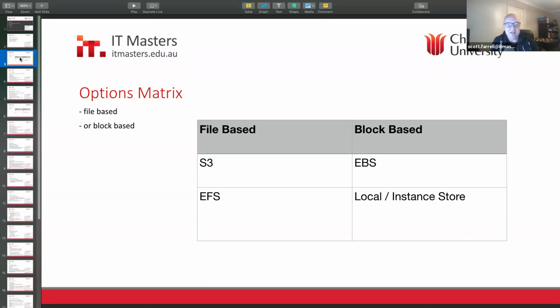So this is just a little matrix that I've made up. There's largely two file-based storage options, S3 and EFS. And block-based, which is EBS and the local or the instance store. It's sort of called two different things at different times. And we're going to drop down into these.